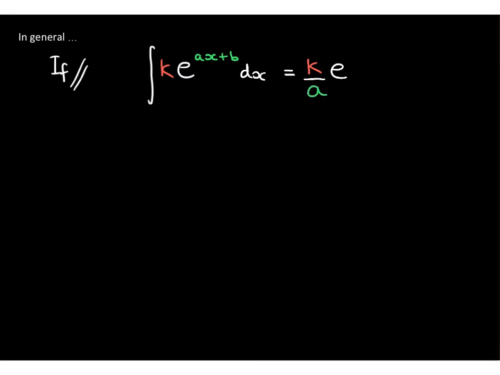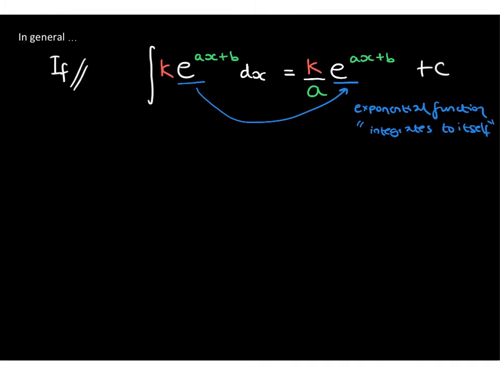So we can generalise this very easily. If we are carrying out the integral of k e to the power of ax plus b with respect to x, then this is going to equal k over a e to the ax plus b plus a constant of integration. So we know that exponential functions integrate to exponential functions, and of course we need to make sure we divide by the derivative of the inner function.